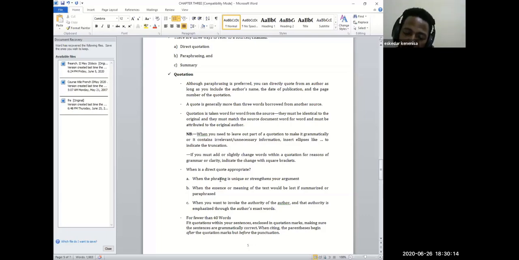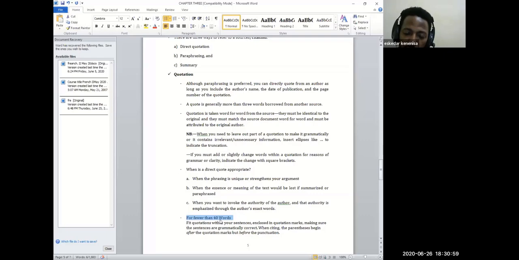There are different ways of the direct quote. You can include the direct quotations within the text. However, if it is large, it is better to put it in a separate section. For fewer than 40 words, you can include the quotation within the text, within your paragraph.